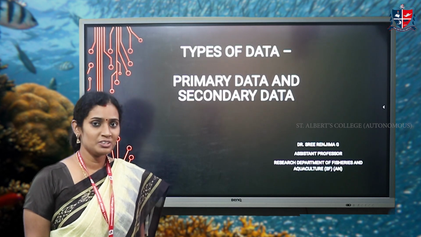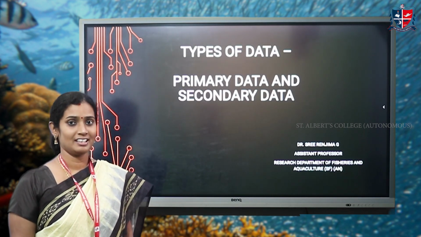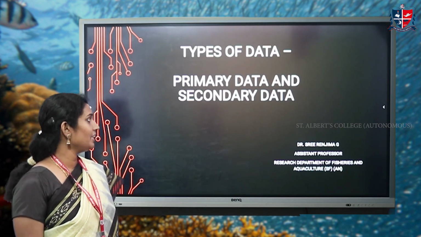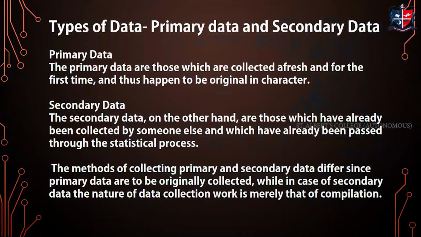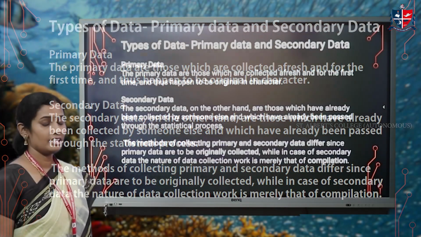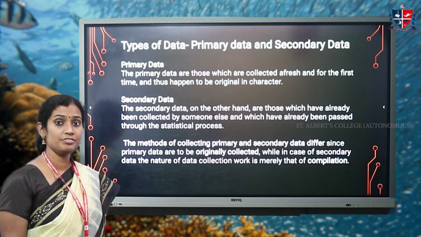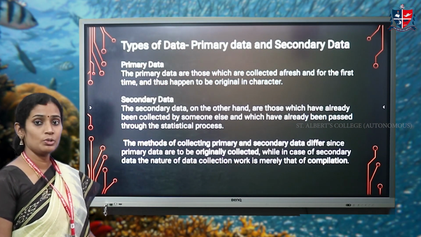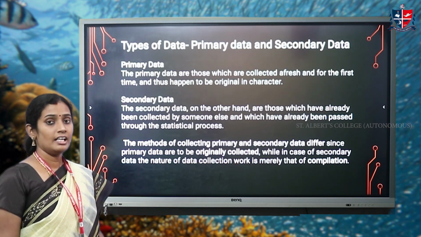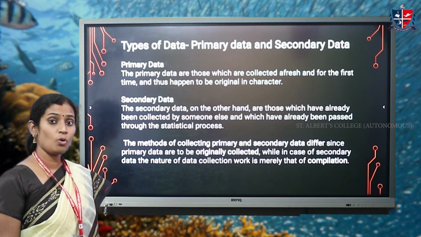Today, we are going to discuss the types of data. There are two types of data, primary data and secondary data. So, first is the primary data. Primary data are those data which are collected afresh or for the first time. This is original in character. It is in the nature of raw materials.